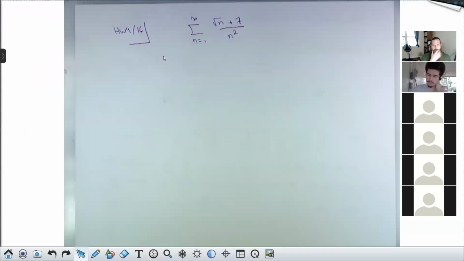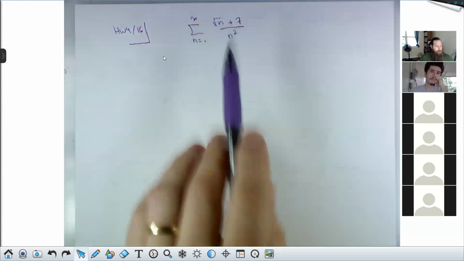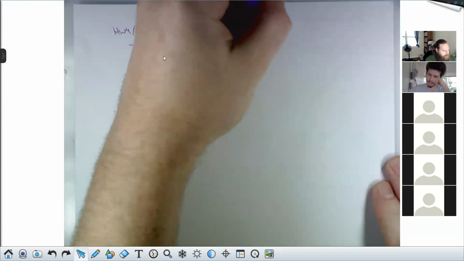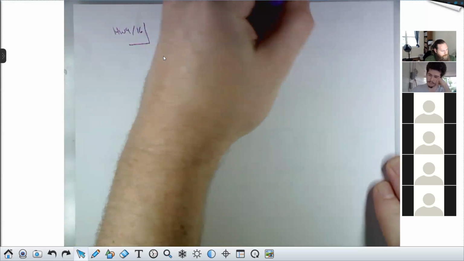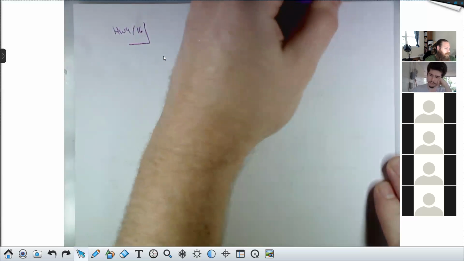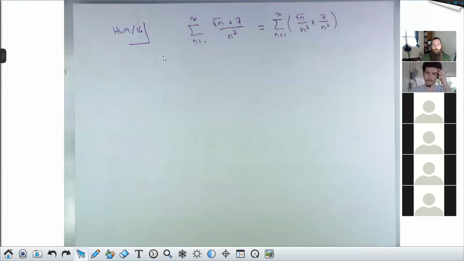So first, in order to split this up, we need to do a little bit of algebra, right? What's my first step going to look like here? Split the denominator and the numerator into separate guys. It's not like I can say sigma the top minus sigma the bottom or anything, but the algebra here looks like this. This is root n over n squared plus 7 over n squared. Right? Fractions, this is how they add, yeah?